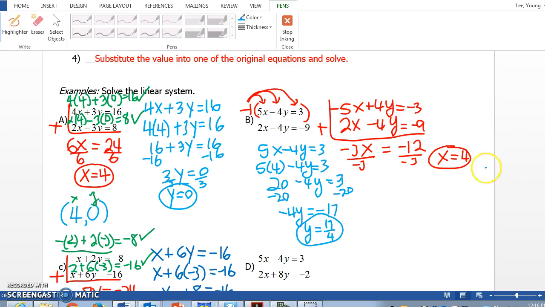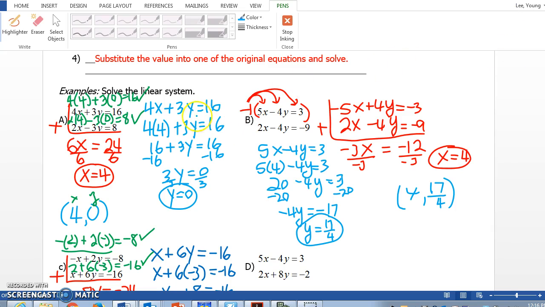Can we have a fraction answer? Yes, you can. So the solution should be (4, 17 over 4). Now, make sure you pause the video to check your solution.